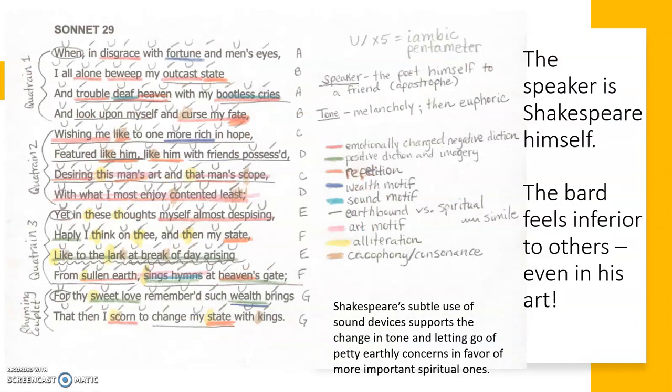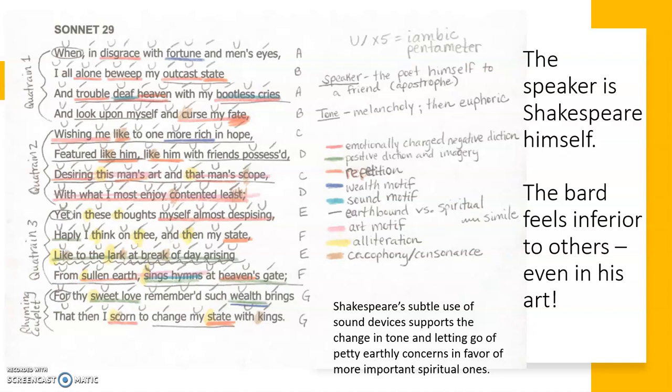So I've also marked that simile, like to the lark at break of day arising. And again, that kind of helps with the uplifting idea and the spiritual idea. A little bit of sound devices here that might be useful. They don't take center stage in this poem, but I have marked some alliteration, and I think perhaps the most important aspect of that is the sibilance with the S alliteration towards the end of the quatrain 3 and then in the couplet.